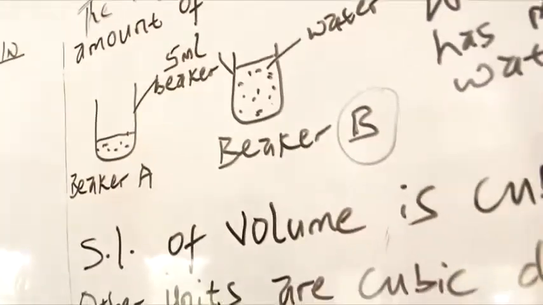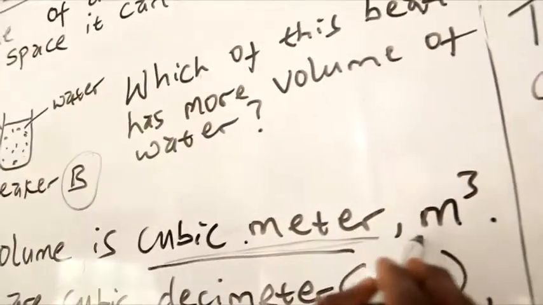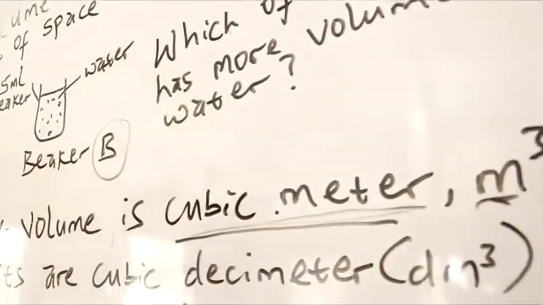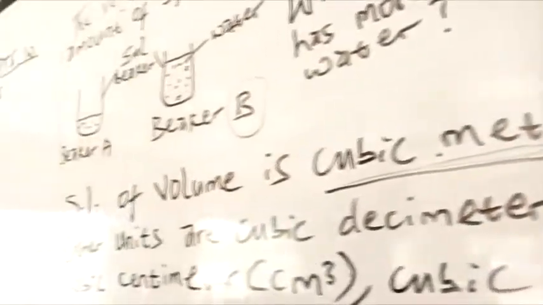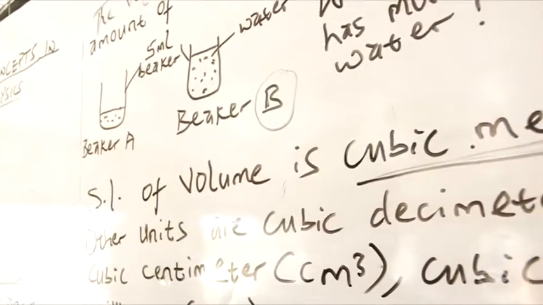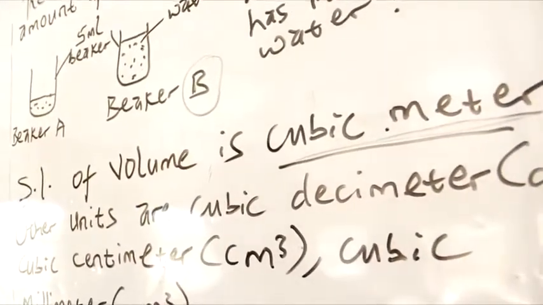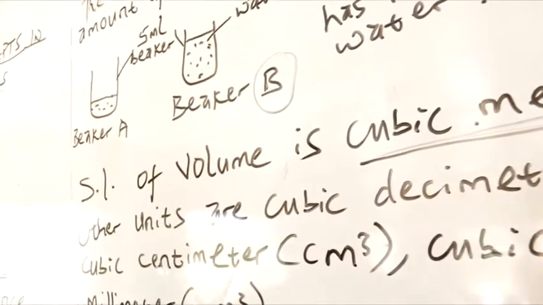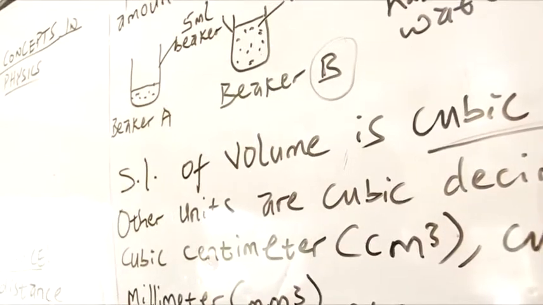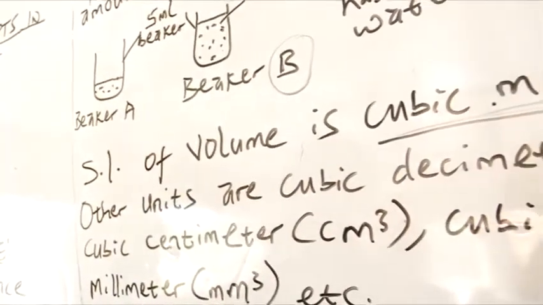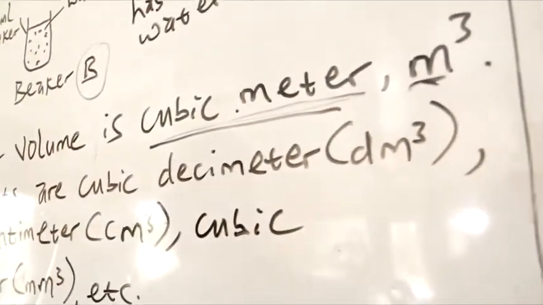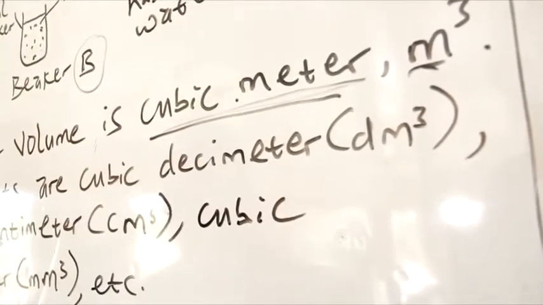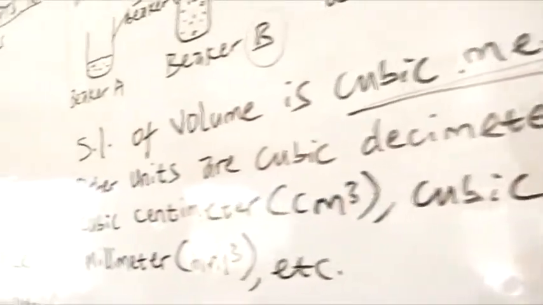So the SI unit of volume is cubic meter. This is how it is written, and this is the symbol. Other units are cubic decimeter, cubic centimeter, cubic millimeter. You can see their symbols attached to them. Instruments used in measuring liquid volume include measuring cylinder, burettes, pipettes. That reminds me, for distance, instruments used in measuring distance are measuring tape. You could even use a pair of calipers, micrometer, screw gauge, among others.